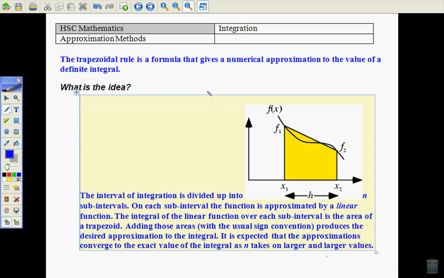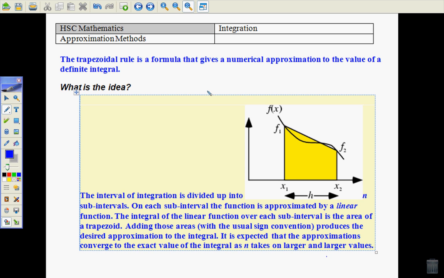Now, sometimes we get functions that are not able to be integrated, or we don't actually know what the function is. So what we need to do is use what we call approximation methods. There's a number of different approximation methods to find the area under the curve of a function, and these get applied lots to different applications in the real world.